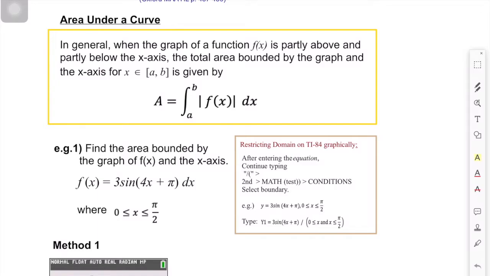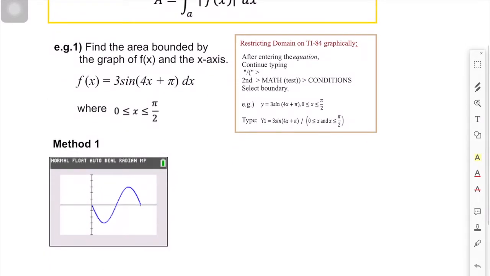Example 1. Find the area bounded by the graph of f of x and the x-axis, where x is between 0 and pi over 2. On the card shown here, it shows you how you can actually ask your graphing calculator to graph only the restricted domain by following the steps here. Later on, I'm going to add a video clip to show how it can be done on the TI-84.